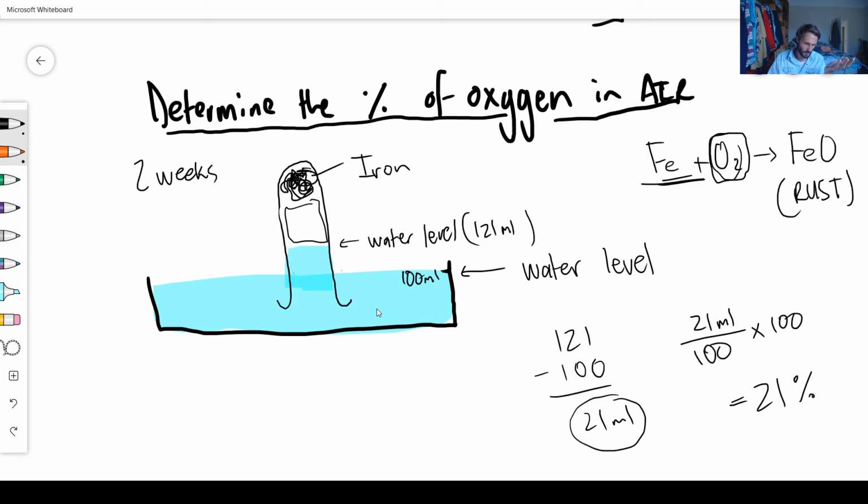Now, there are other experiments that they can use to prove that oxygen has a composition of 21% in the air. So I thought I'd just show you this really simple one using iron. In IGCSE, you will also learn about an experiment that uses another element, copper. We're not going to go into it now, but I thought this would be quite interesting for you guys to have a look at.